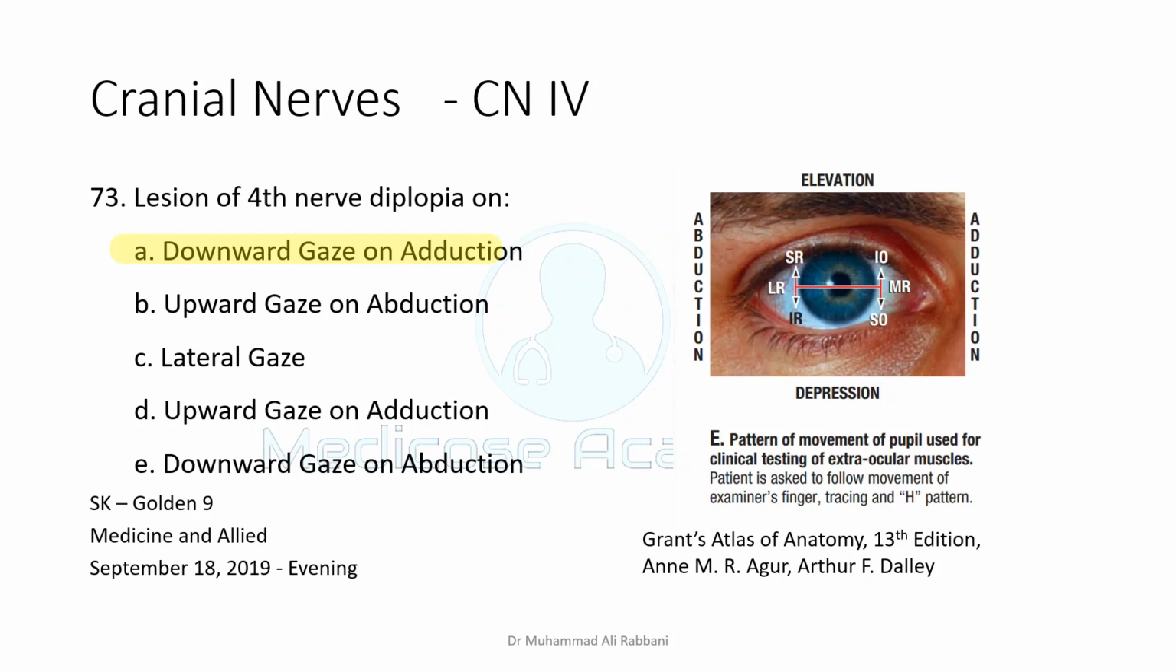Clinically, these are checked in an H pattern. This is the pattern, but the actual function of the muscles is a little different, so be vigilant about that. The actual action of the muscle is downward and outwards. I will not go into much detail here, but you should look it up.